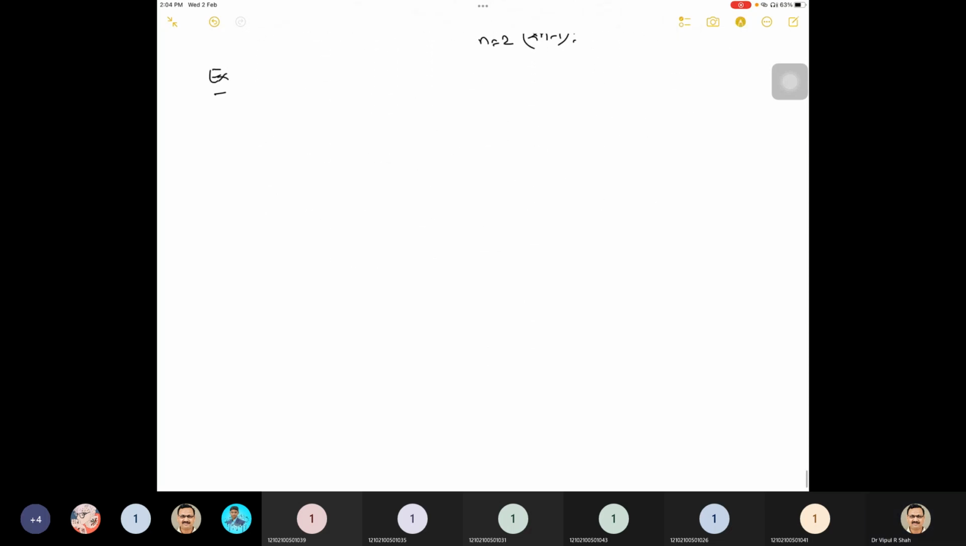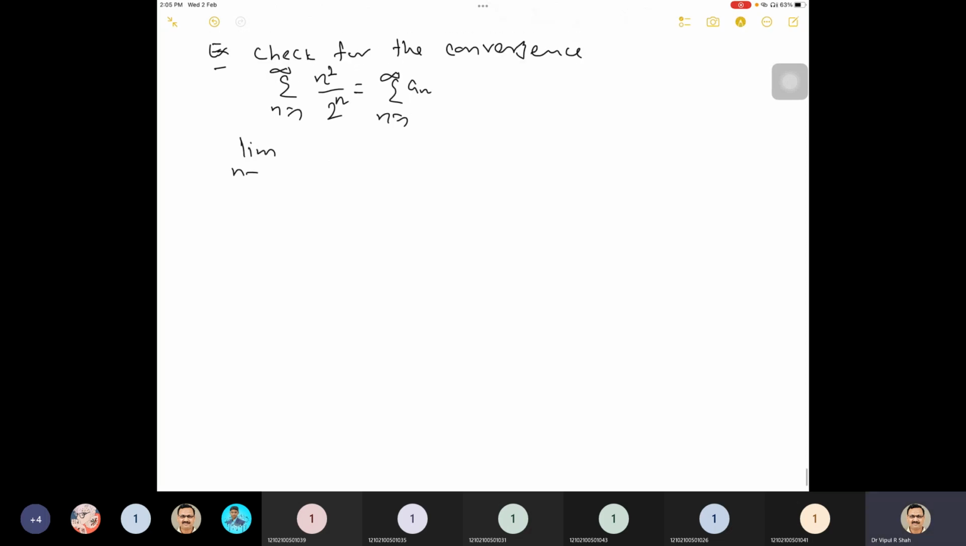Next, let us use the root test. Check for the convergence of the series n equal to 1 to infinity, n square upon 2 power n. This is a_n. Let us have the limit as n tends to infinity of a_n power 1 upon n.